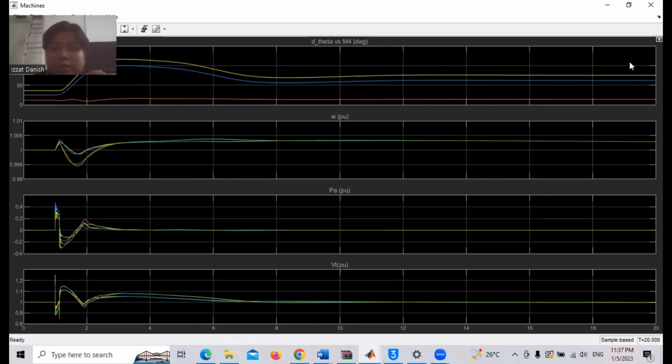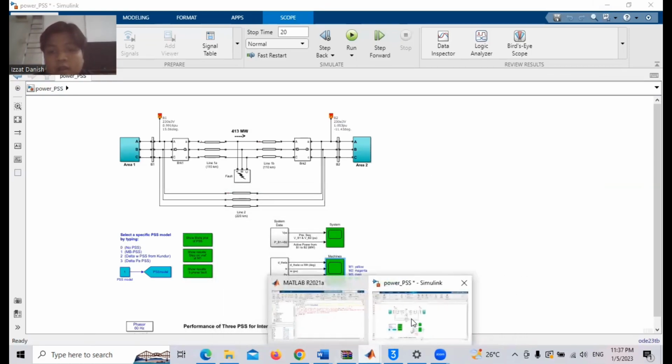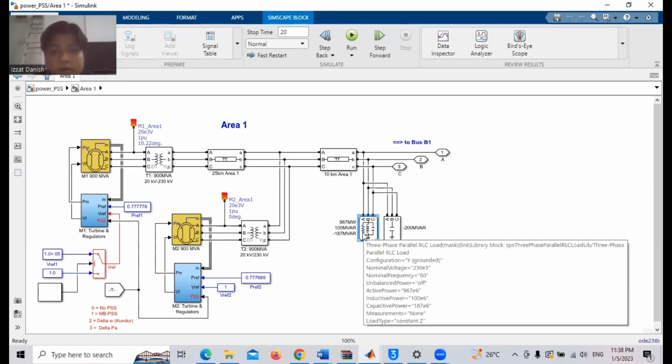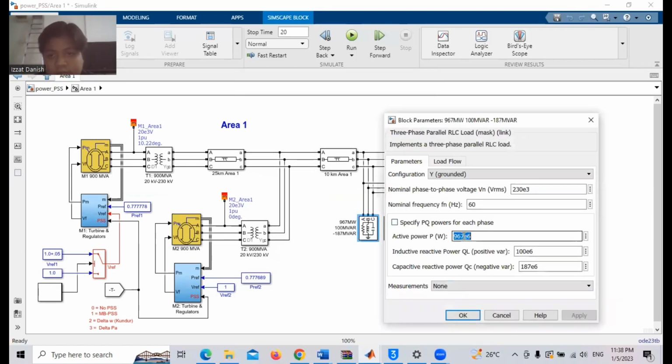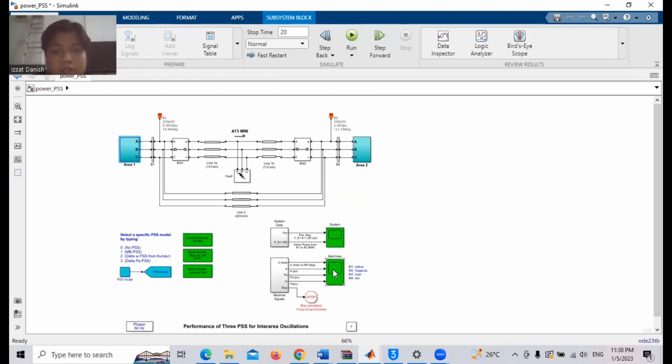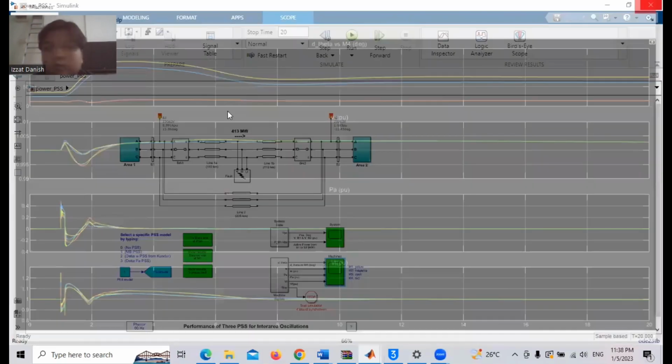We can see the stable case here, and then we will try to simulate again, but change the resistive load value at bus 7. We try to increase the value here, to 5,000. We want to see if the generator can supply or not at 5,000. Oh, sorry, we need to run it.